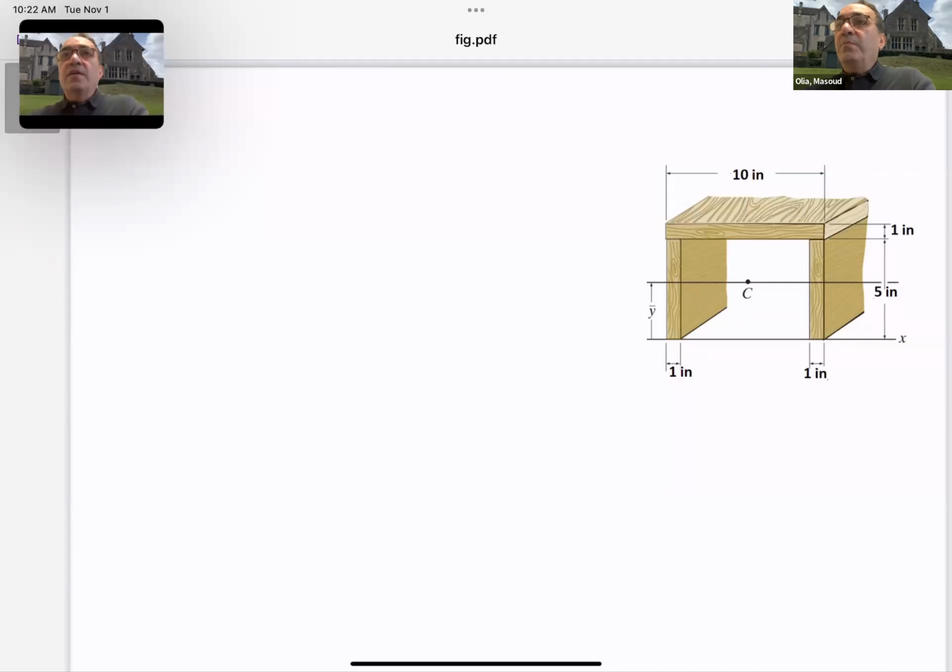And I'm here with another short video related to calculating the location of the centroid of an unsymmetric shape. So basically, this is a C channel, a C shape or channel shape, rather. And in addition to locating the centroid, I want to also calculate the moment of inertia with respect to the centroidal axis.